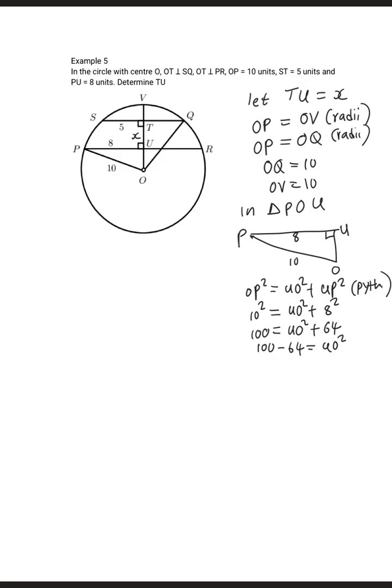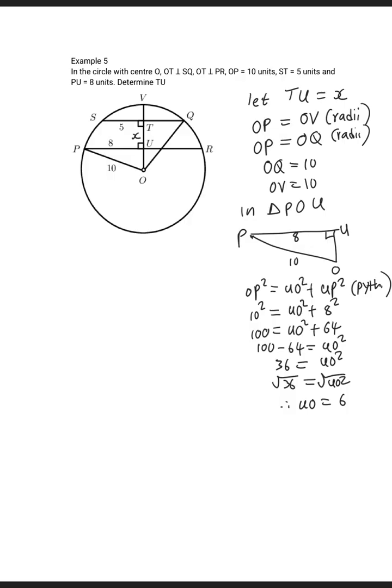And then we have 100 minus 64 is equal to 36. And then when we take the square root of both sides, we get that UO is equal to 6. The square root of 36 is 6. So then we have a 6 here.